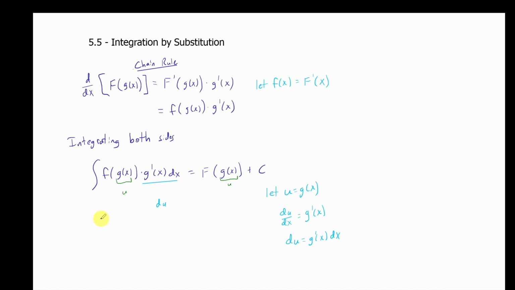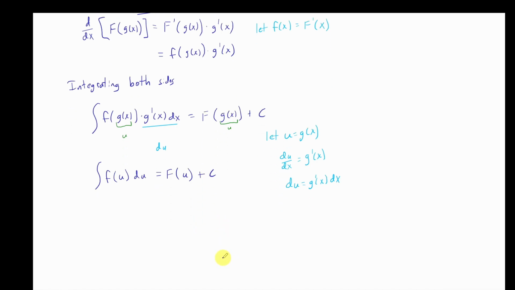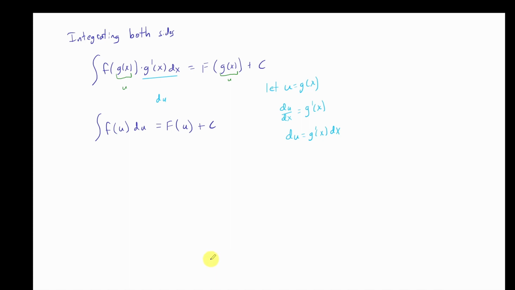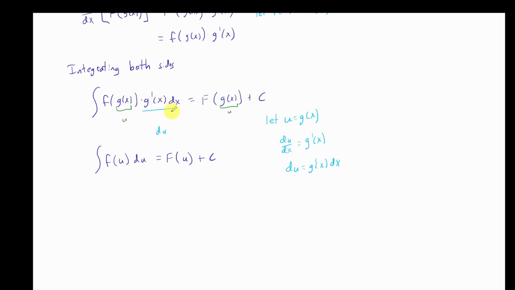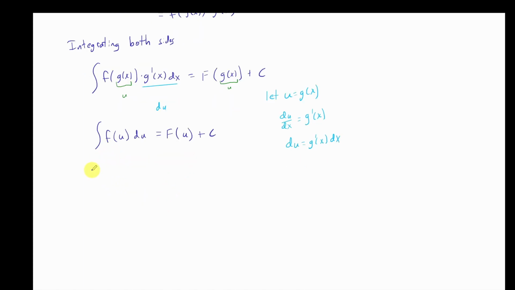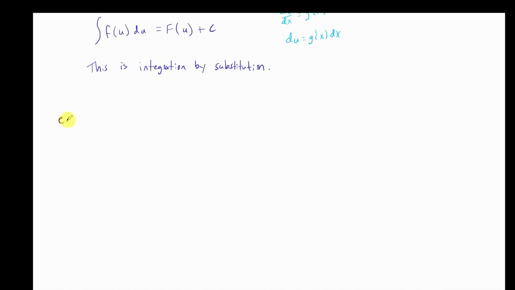So then this equation is going to look like the integral of f of u du equals capital F of u plus c. This is really what integration by substitution is, and this is the process that we're going to do. When I have a composition of functions, we relabel the inside function as u. We have to take care of the differential, relabel it as a du, but then we're just going to be integrating a function, and we get its antiderivative. So this is substitution. All right, let's look at an example.